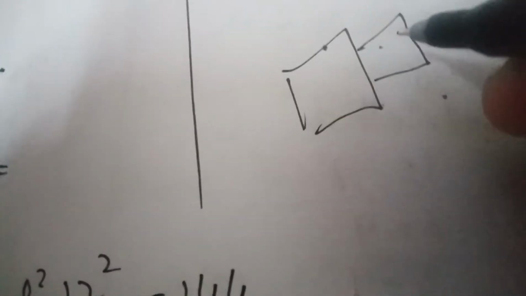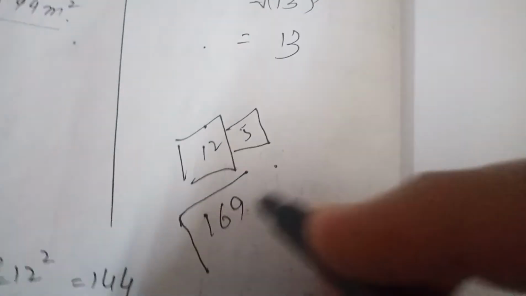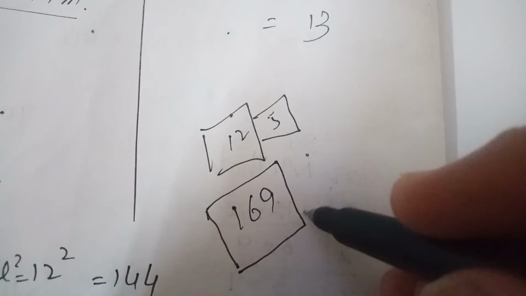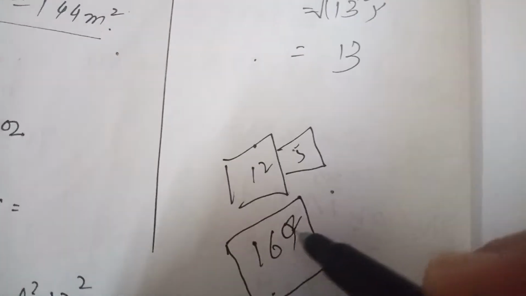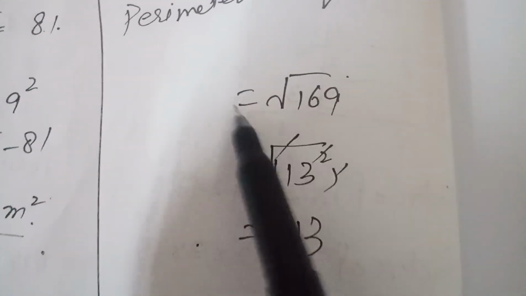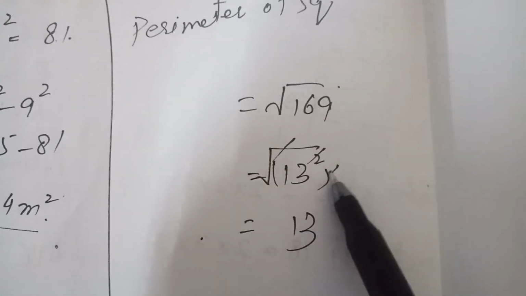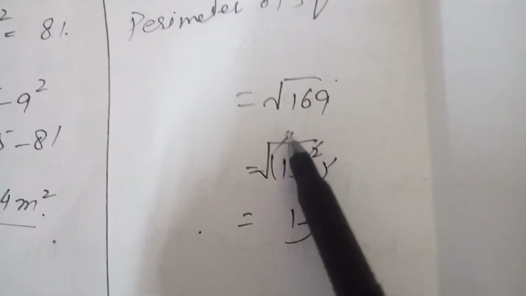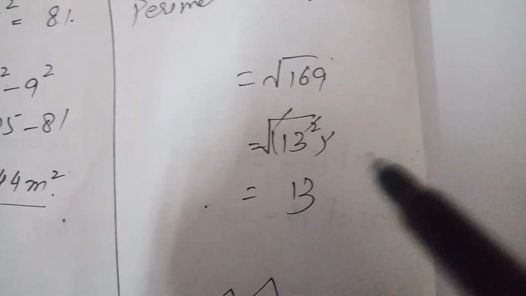This square was 12 meters and this was 5. Both together are 169 square meters. This is 169 square meters, and you have to find its side and then its perimeter. You have to remove the square, so you will take its square root. 13 is the square root of 169. So you cancel the square by the square root to get the answer of 13.